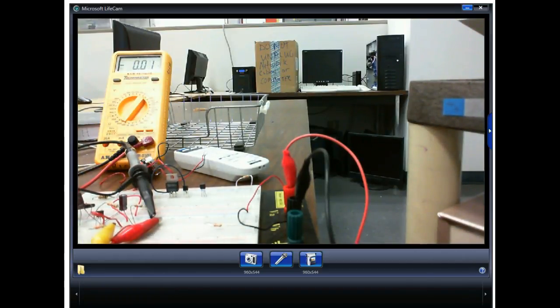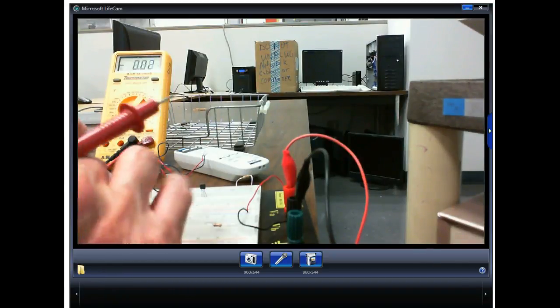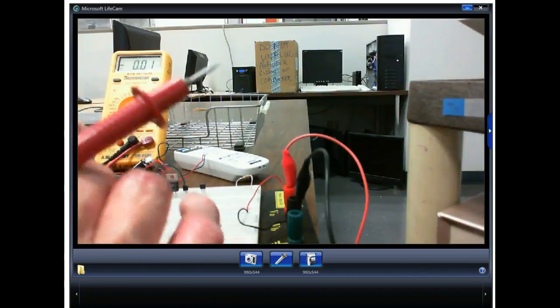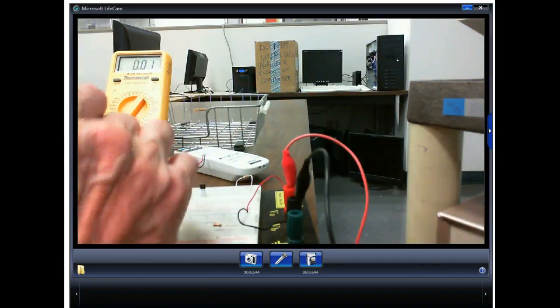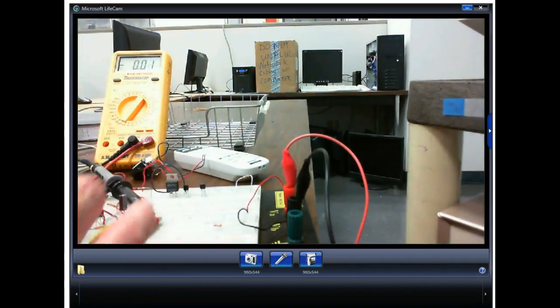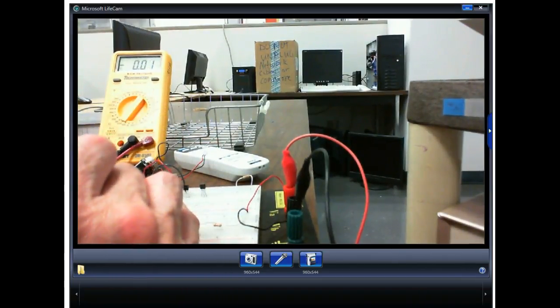Okay, so let's see if we got what we anticipated. So here's the base. We expected it to go up a little bit. Looks like it did, not much, but a little bit, right? We should expect VB to measure pretty dang close to 0. By the way, I got my meter leads reversed, but y'all understand that, right? Here's VB. Oops. Oh, I'm sorry, I'm not.